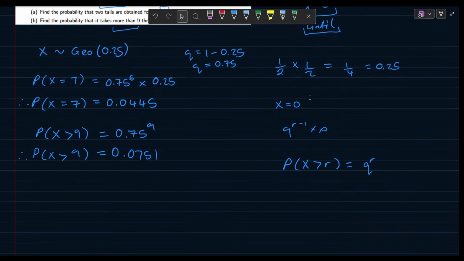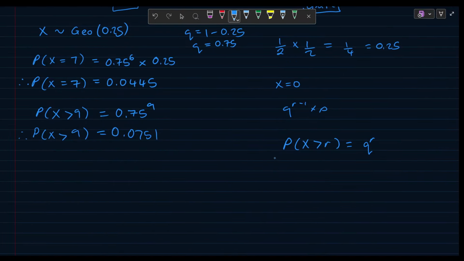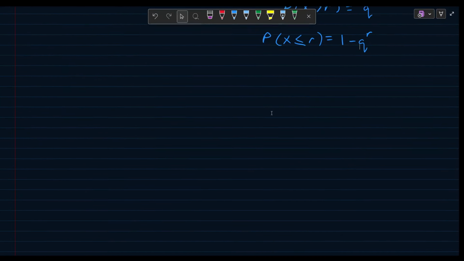So now you're probably wondering, if we've got a shortcut for the greater than sign, do we also have a shortcut for the less than sign? Yes, we do, and it's for less than or equal to r, and that's going to be 1 minus q to the r. So if you want to find the probability that x is less than or equal to r, you use 1 minus q to the r. We've got an example that we'll look at that will require this solution. So let's look at the next example.